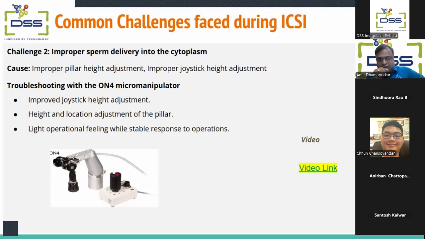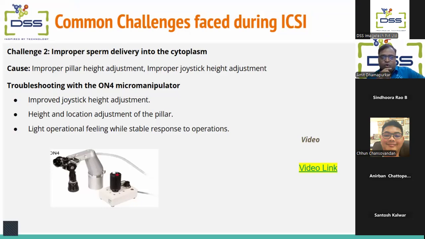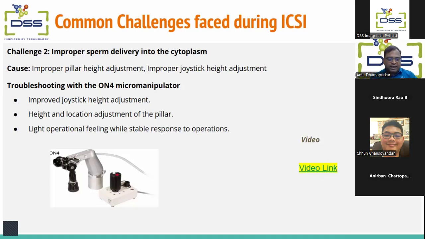This happens because of two things. One is pillar height adjustment and the second is improper joystick height adjustment. In our ON4 micromanipulation system, both are possible. You can adjust the height of the pillar to accommodate the angle, and the joystick's height adjustment is also possible. By doing this, it improves the joystick height adjustment.